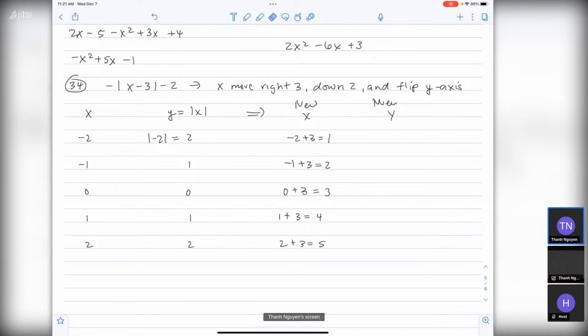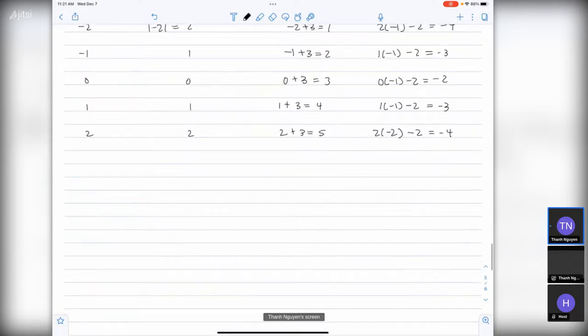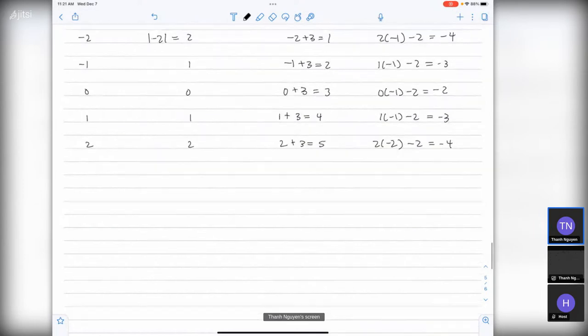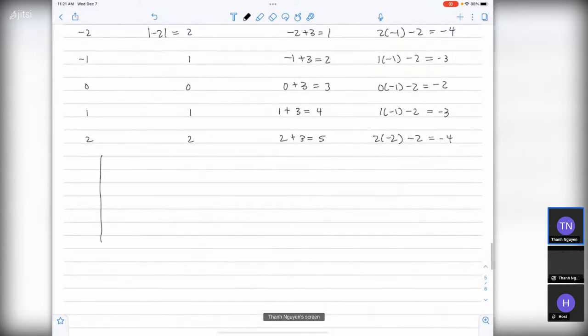We have new y. We're saying that we are moving down 2, right? And we're multiplying by negative. So 2 times negative 1, and we're subtracting 2 from that. This becomes negative 4. We have 1 times negative 1 minus 2, negative 3. 0 times negative 1 minus 2, negative 2. 1 times negative 1 minus 2 is equal to negative 3. And over here we have 2 times negative 1 minus 2 is equal to negative 4. So our new coordinates are 1, negative 4, 2, negative 3, so on and so forth.